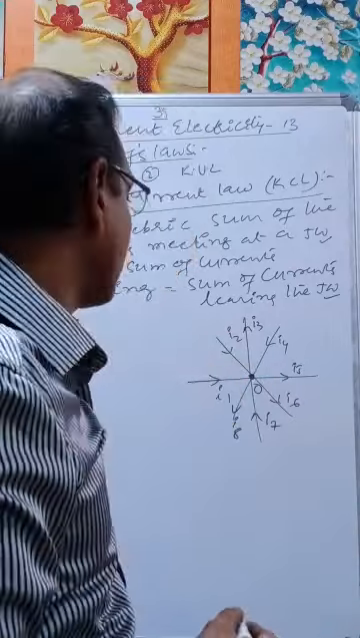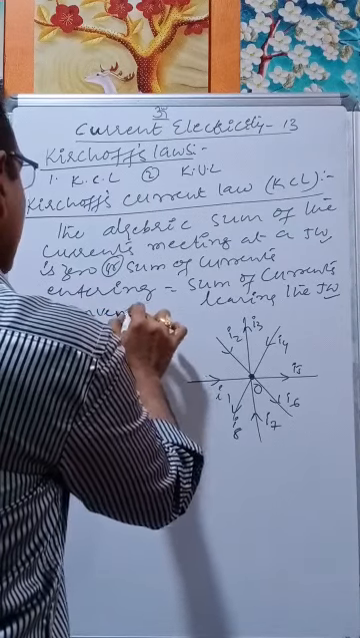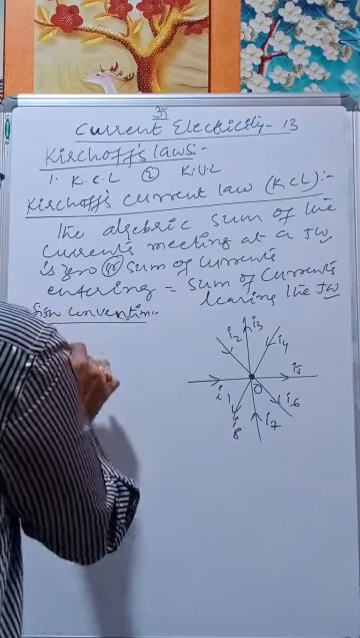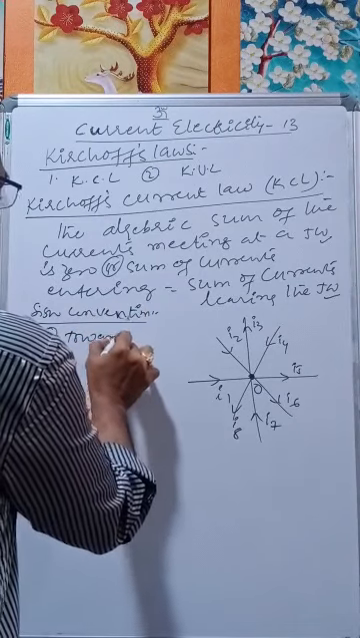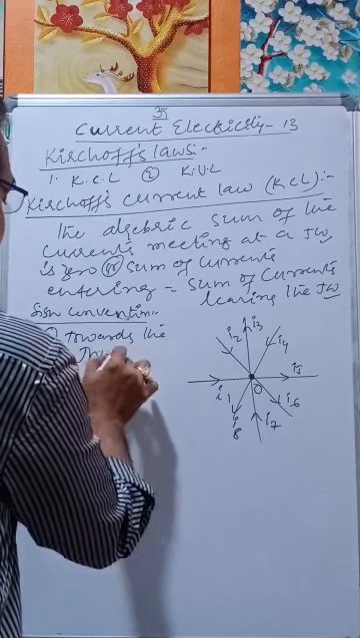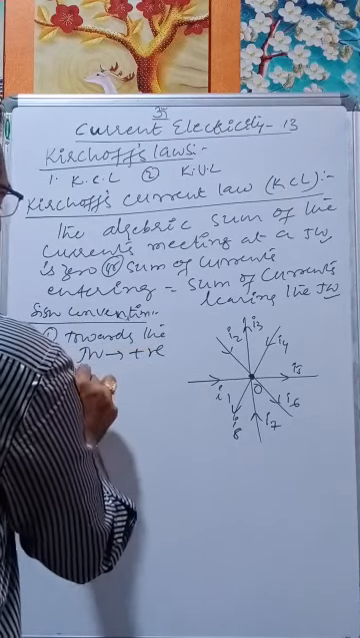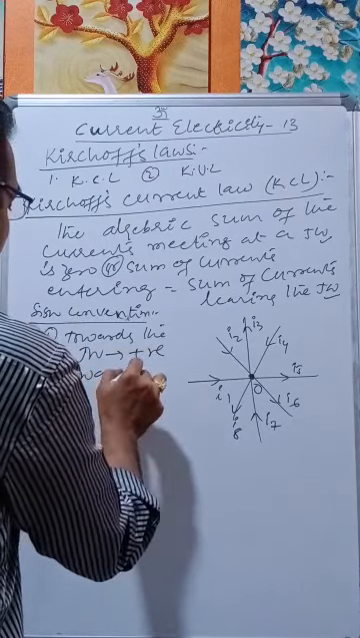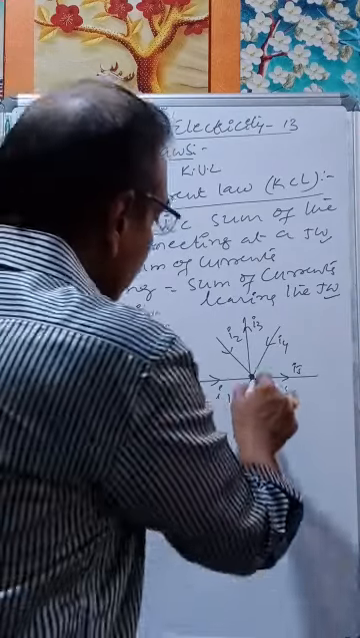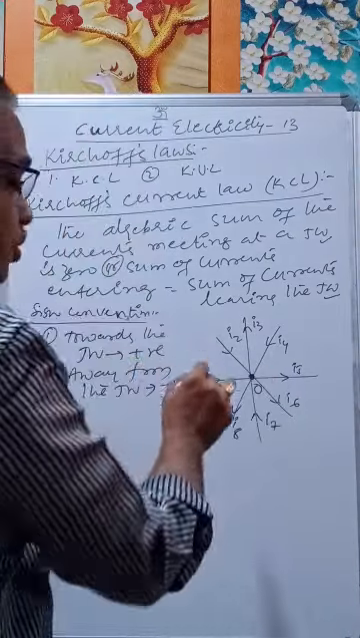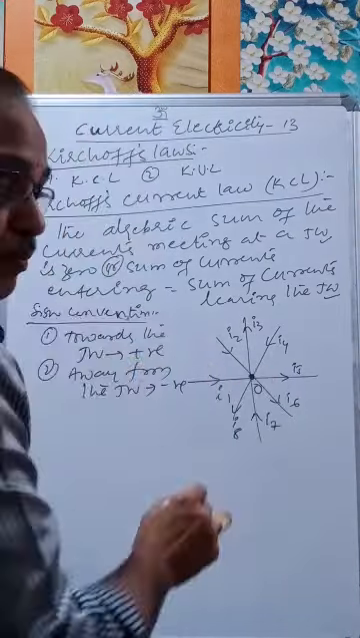Now, sign convention. What is the sign convention to be followed? By sign convention, currents towards the junction are taken as positive, and currents away from the junction are taken as negative. If we change it, no problem also. That's why we take it as algebraic sum. Algebraic means plus and minus signs will be there.